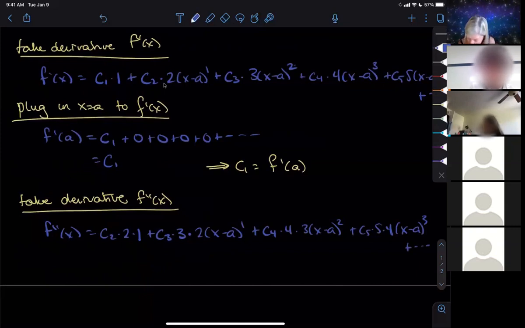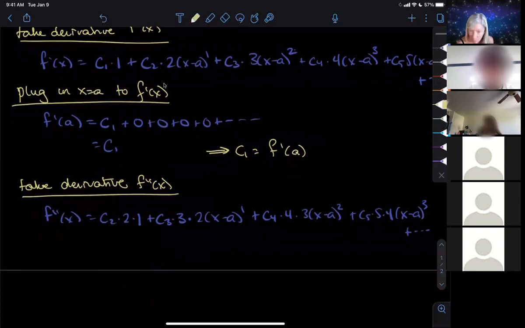Hope you can see what I'm going to do next. Can you tell what I'm going to do next? Yeah, we're going to plug in a. We're just going to keep plugging in a. Yeah, thanks, Nate. We're just going to plug in a and keep cycling through.